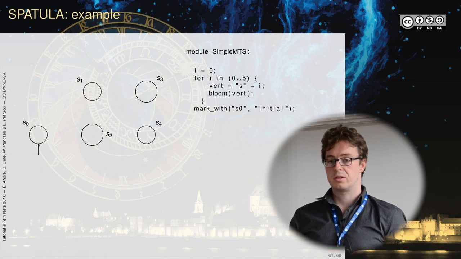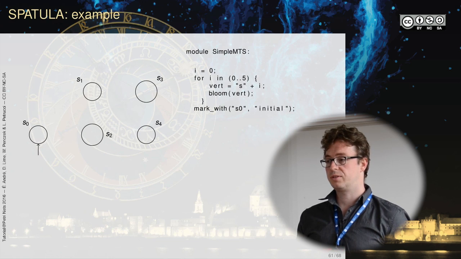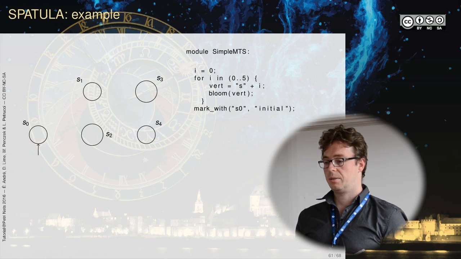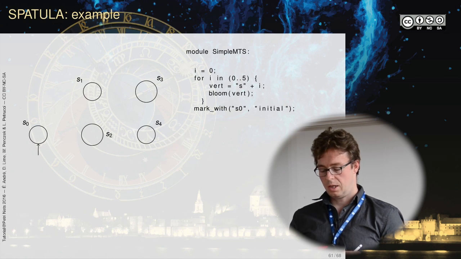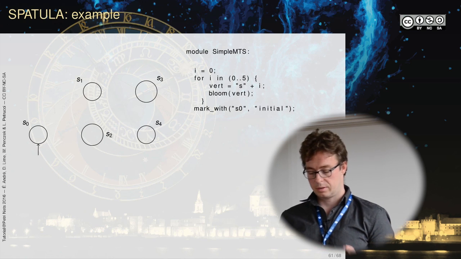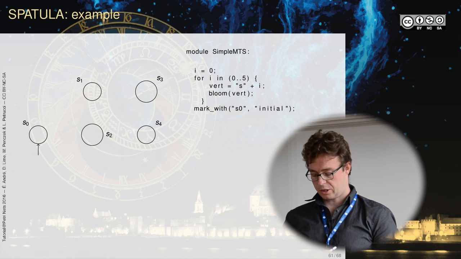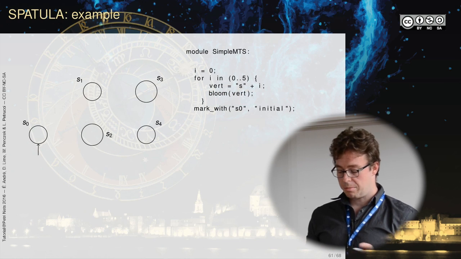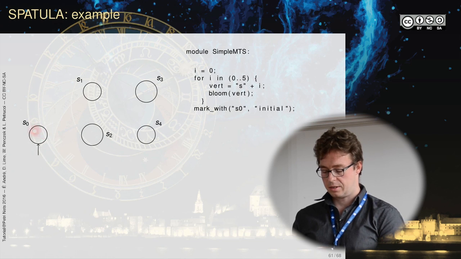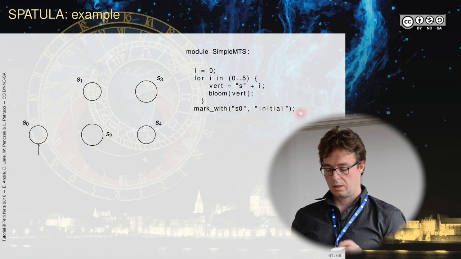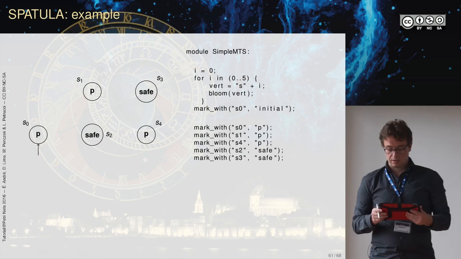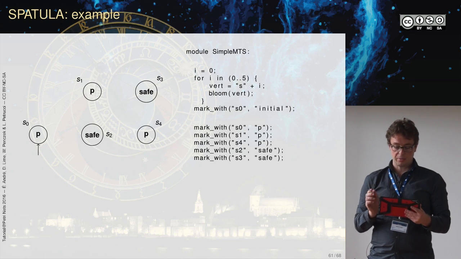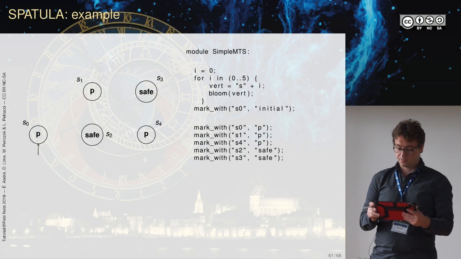Then we emerge states using some standard control flow statements. In this case, we emerge 4 states, S0 to S4, using the command bloom. This is this one. And we mark the initial state, this state, using a command mark with. Then we mark the remaining states as P or safe, as needed.